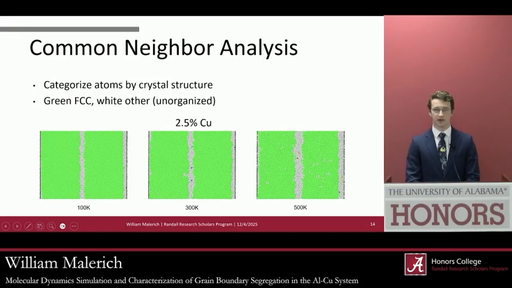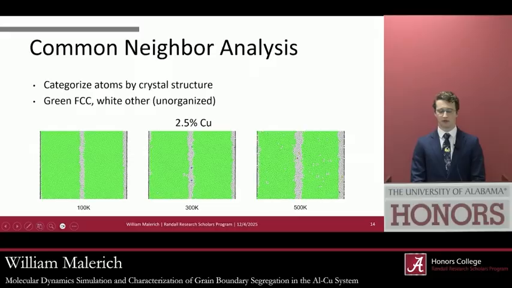So you can see in the 100 Kelvin and the 300 Kelvin, they're relatively similar. But in the 500 Kelvin, the disorganized area starts increasing. And we start seeing small inconsistencies in the bulk material.